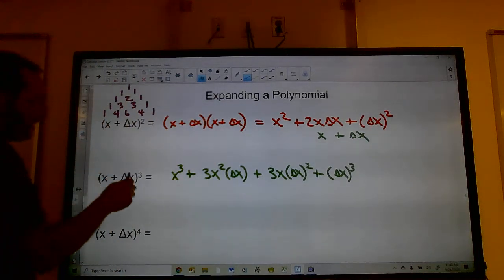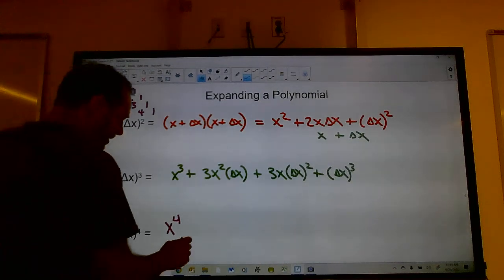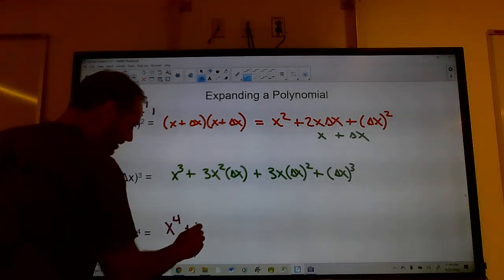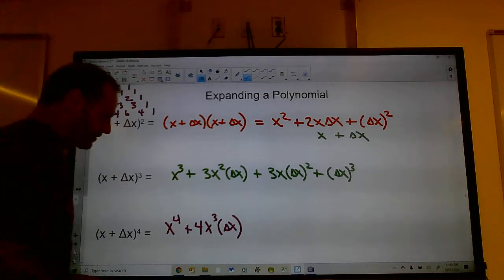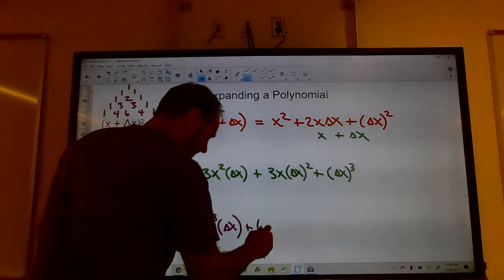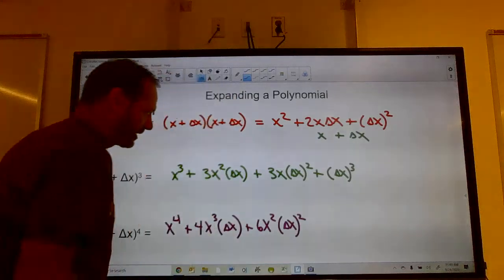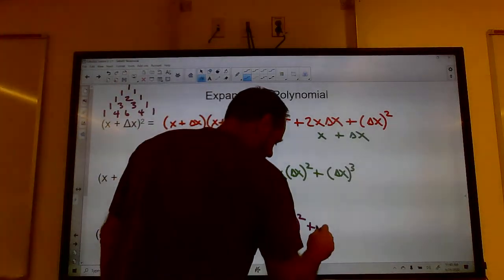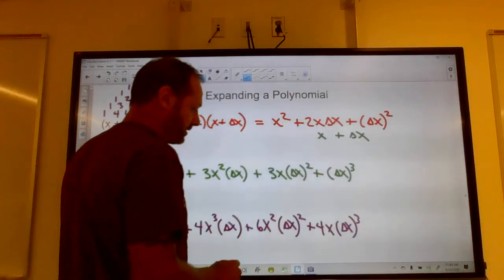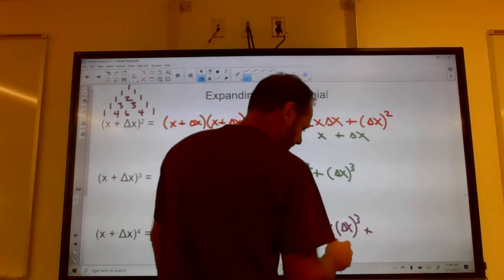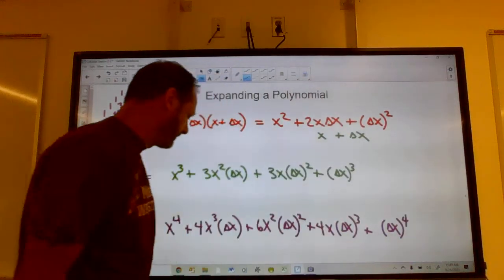So this would be 1 times x to the fourth power plus 4 times x to the third power delta x to the first power plus 6x squared delta x squared plus 4x delta x cubed plus 1 times delta x to the fourth power.